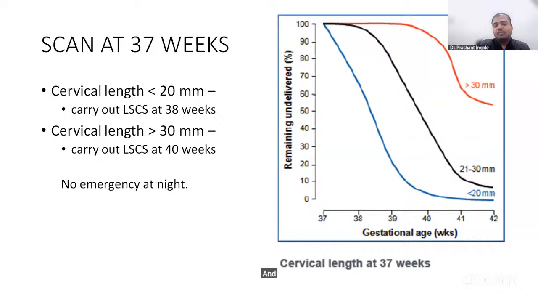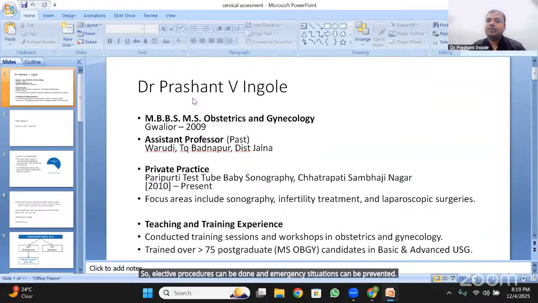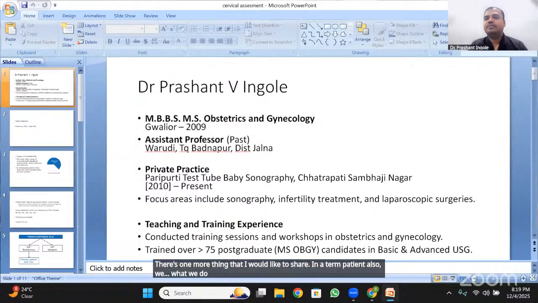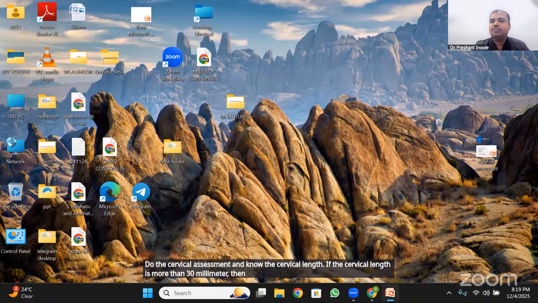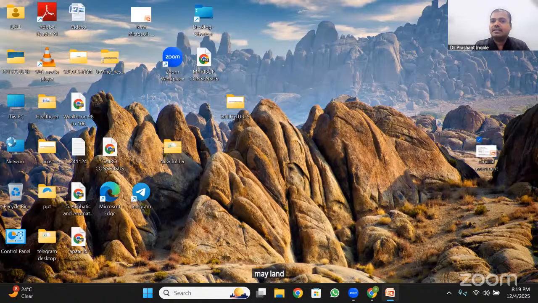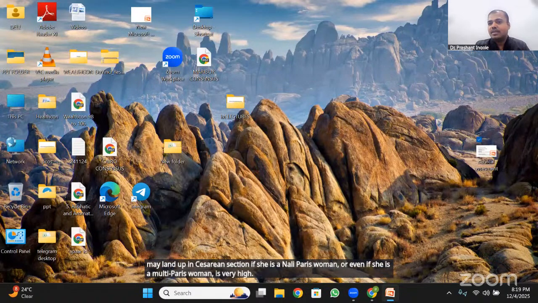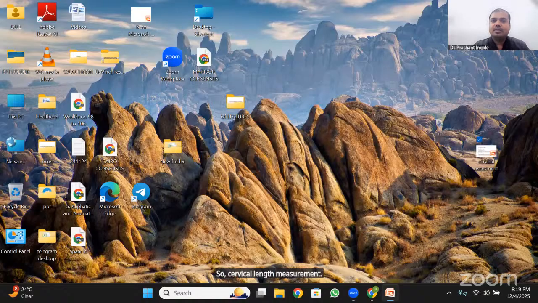And more important, the elective procedures have less morbidity. So elective procedures can be done and emergency situations can be prevented. There is one more thing that I would like to share. In a term patient also, we do the cervical assessment and know the cervical length. If the cervical length is more than 30 millimeter, then the chance that the patient may land up in cesarean section, if she is a nulliparous woman, or even if she is a multiparous woman, is very high. So cervical length measurement has got numerous uses, as you have aptly told.